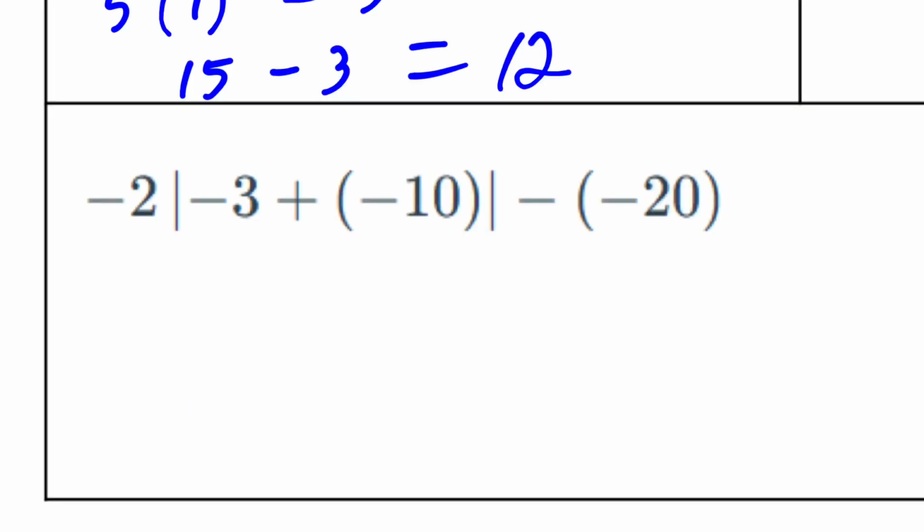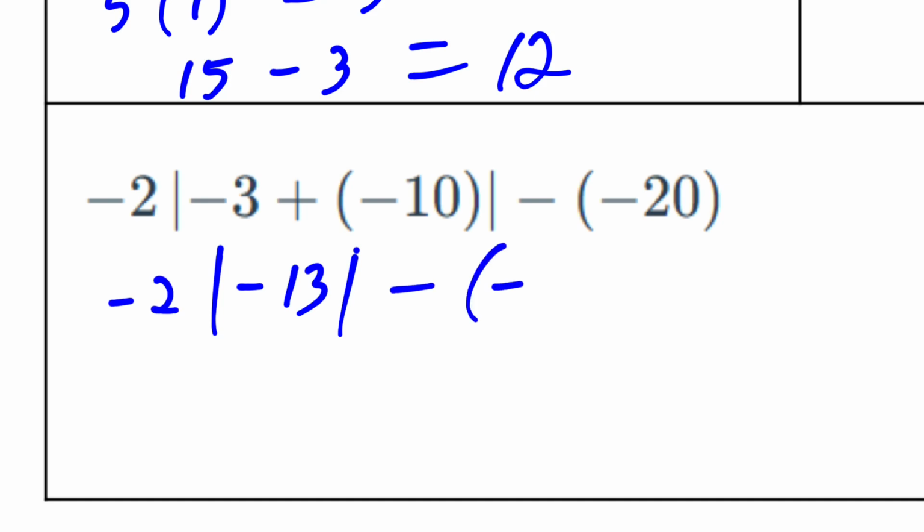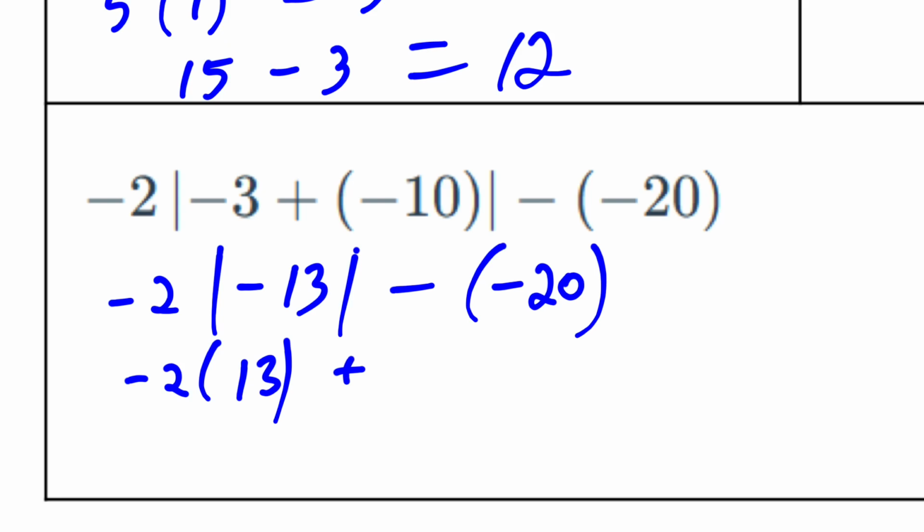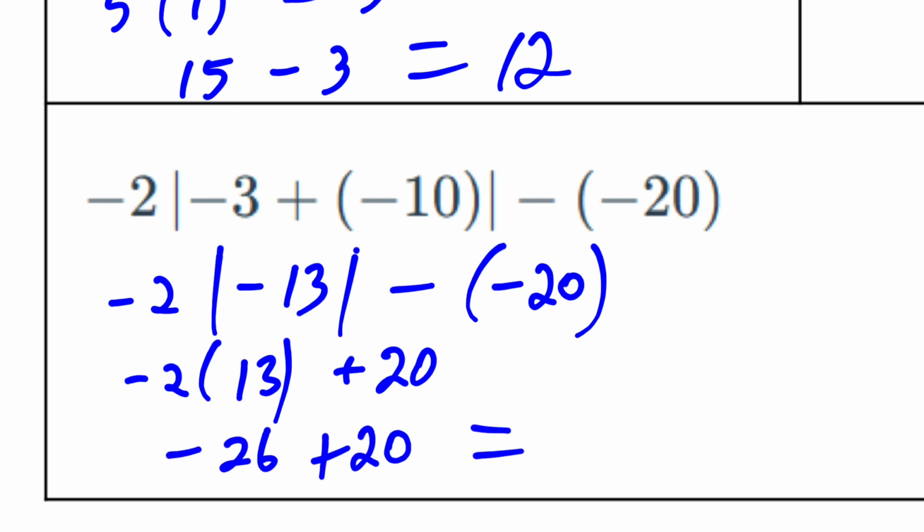For this last one, I start by combining here. This turns into negative 2 times positive 13. And I'm just going to write plus, because these two negatives right next to each other like this are going to cancel out. I have negative 26 plus 20, which gives me negative 6.